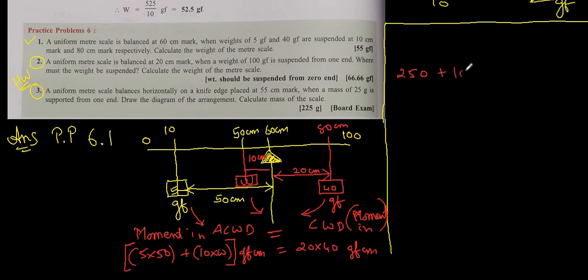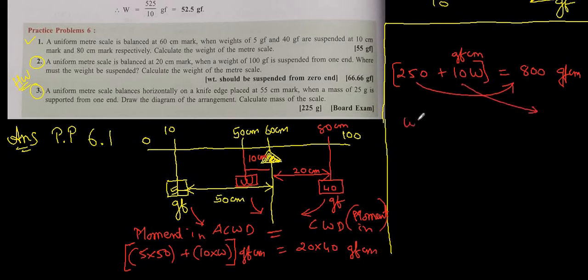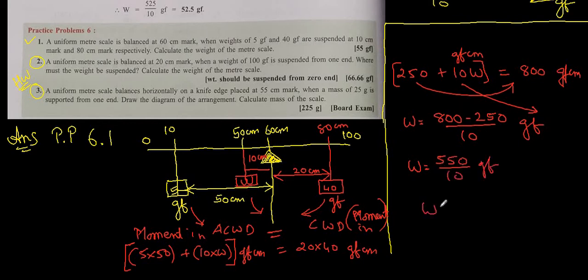So here it comes 250 plus 10W is equal to 800 GF centimeter. This one is also GF centimeter. Okay, now 250 goes this side, so it becomes minus, and 10 goes down. So W is equal to 800 minus 250 upon 10 GF. So W is equal to 550 upon 10 GF. So W is equal to 55 GF.